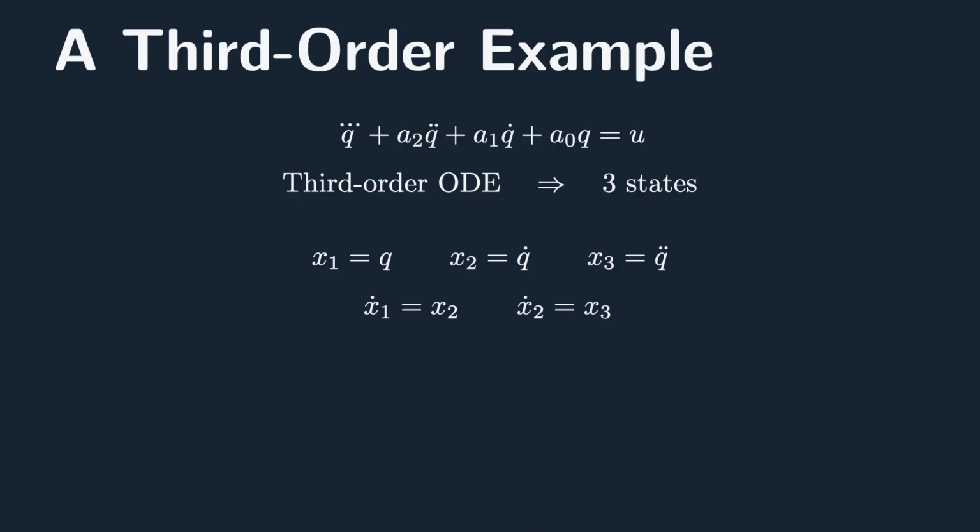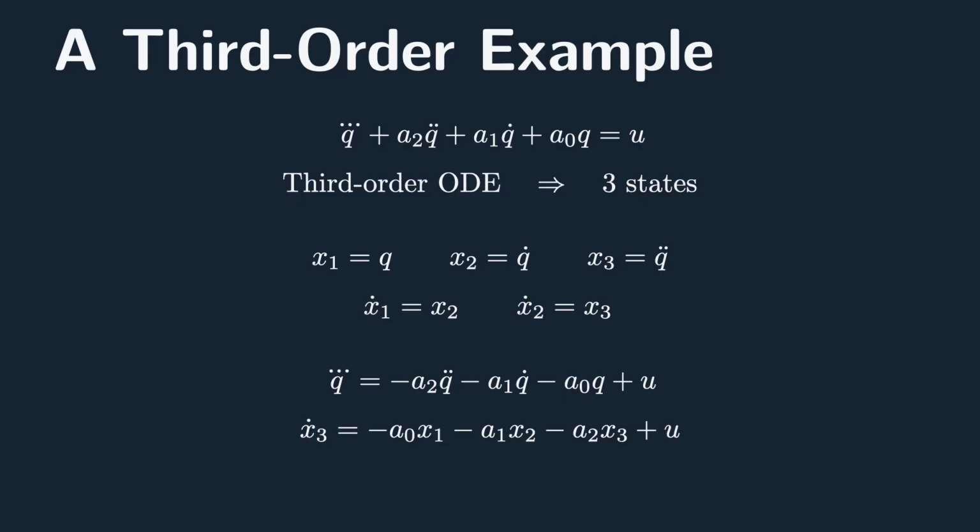For the third state, x3 is q double dot. So x3 dot is q triple dot. We isolate q triple dot from the original ODE, then replace q, q dot, and q double dot with the state variables. This gives x3 dot equals minus a0 x1, minus a1 x2, minus a2 x3 plus u. So a third order ODE becomes a system of three first order ODEs.